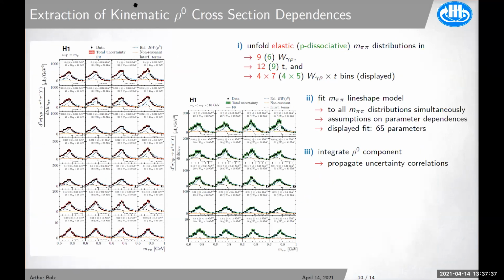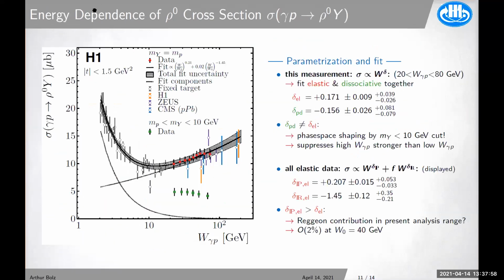Now, in order to measure in the next step the kinematic dependencies of the rho cross-sections, we measure the mass distributions in kinematic bins of W, t, and then W and t. So W and t two-dimensionally is shown here. We again fit all these mass distributions and extract the rho cross-section to measure these kinematic rho distributions. A first result is shown here: the energy dependence of the rho cross-section. Here we compare our data with previous measurements, for example from fixed target experiments and then previous HERA and LHC measurements. And we see our data very nicely fits this gap in the intermediate energy range.